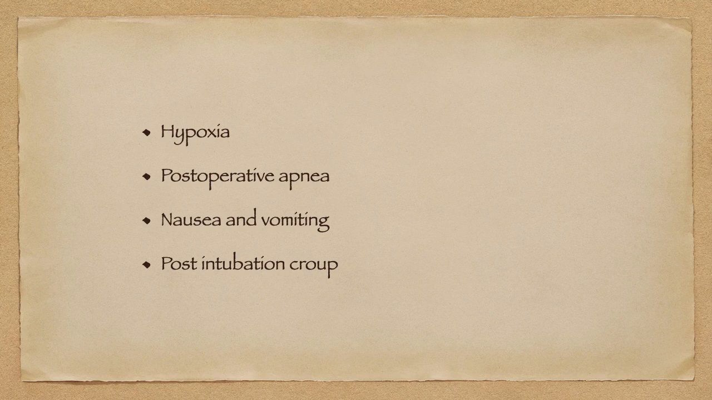So how you are going to treat laryngospasm is by giving 100% oxygen and positive pressure ventilation, and you can deepen the plane of anesthesia with either a small dose of propofol, or if the obstruction is very severe, then you can give a small dose of succinylcholine. Okay.